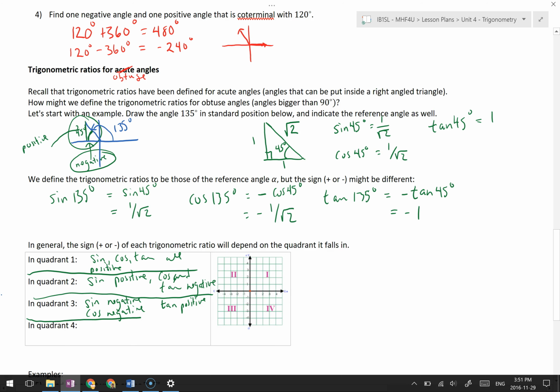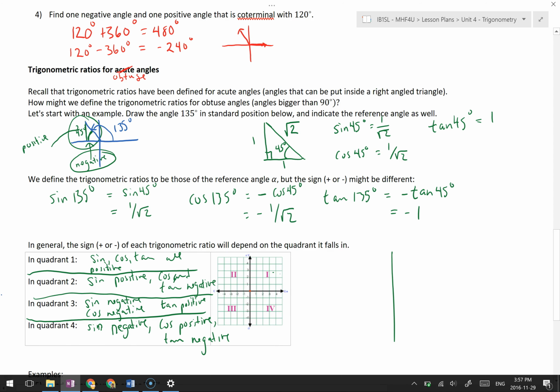Last quadrant, quadrant 4, we have a positive side for the adjacent, a negative side for the opposite, and of course our hypotenuse is still positive. So here, what does that mean? That means the sine will be negative, the cosine will be positive, and the tangent will be negative.